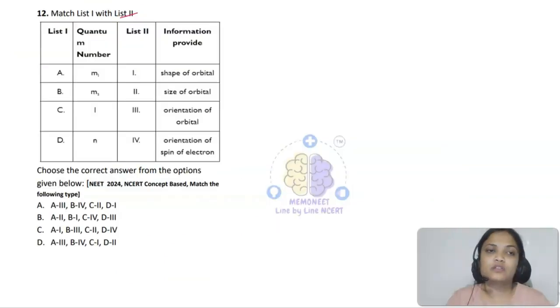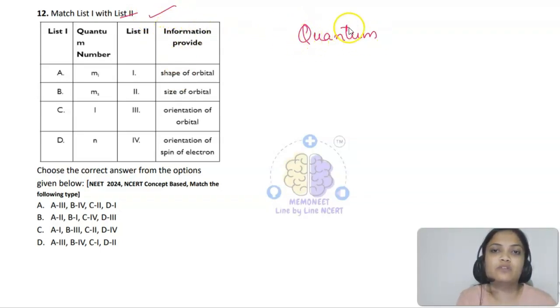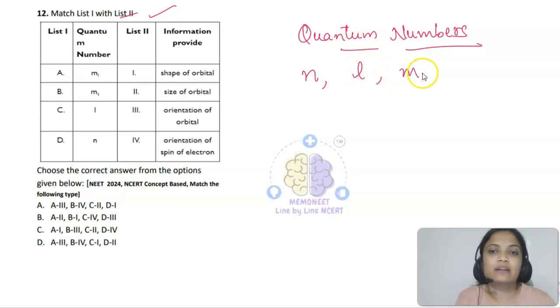Okay. So students, this is our next question now. It says match the list 1 with list 2. So this question is talking about the quantum numbers. We have studied about the quantum mechanical model of the atom, and there are 4 quantum numbers that we have studied: the principal quantum number, azimuthal quantum number, magnetic quantum number, and the spin quantum number. Now what is the information that these quantum numbers provide us? That is what the question is all about.